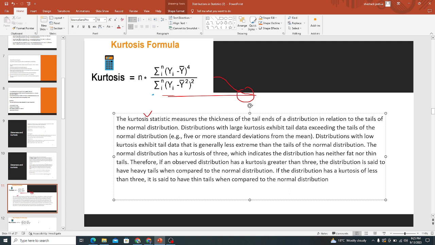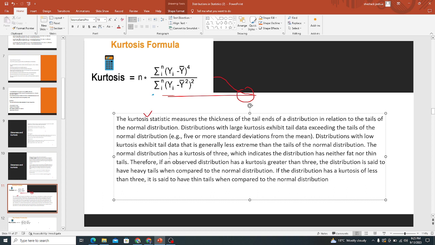It might have data that is 4 or 5 or even more standard deviations from the mean. Like you can see, it is being affected by the standard deviation, assuming we are holding the mean constant. Then a distribution with low kurtosis exhibits tail data that is generally less extreme than the tails of a normal distribution.